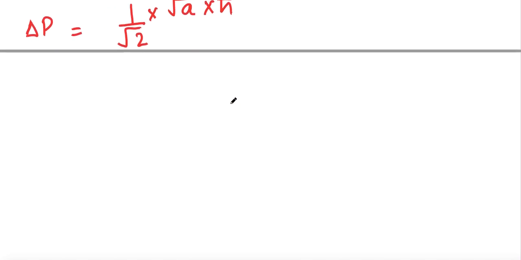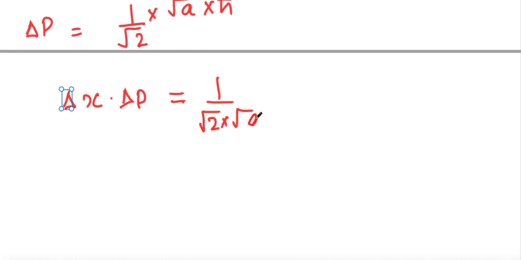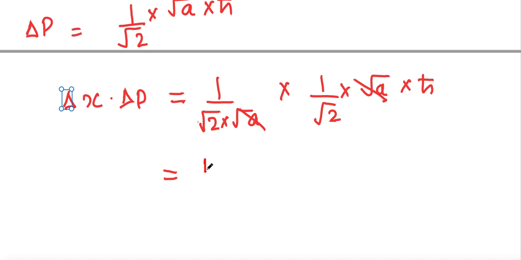Now, the question is very simple. Delta x into delta p is equal to 1 by root 2 into root a, into root a by root 2 into h cross. These terms are cancelled out. What remains will be h cross divided by 2.